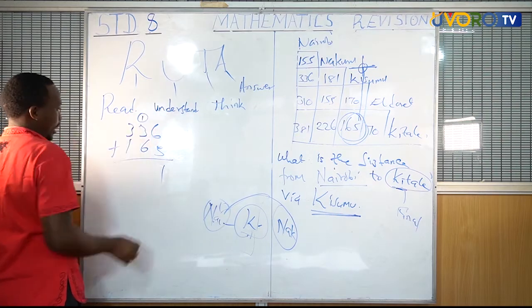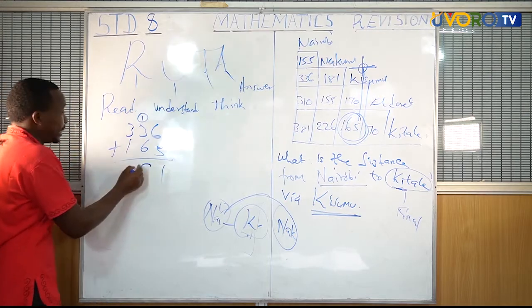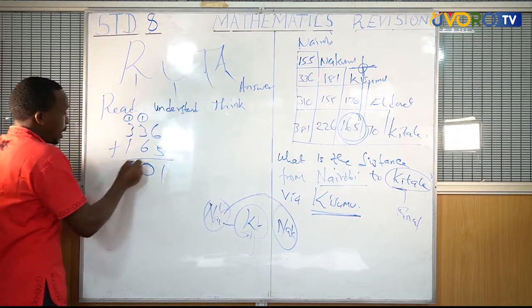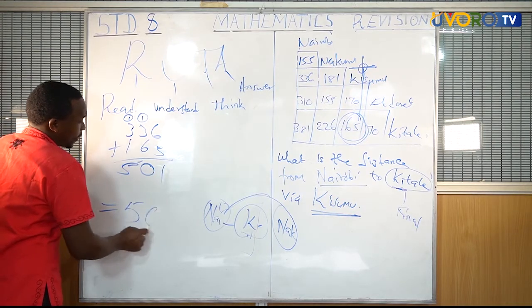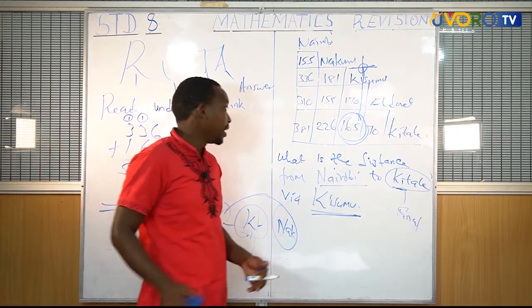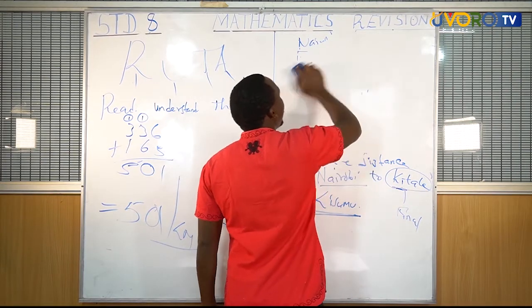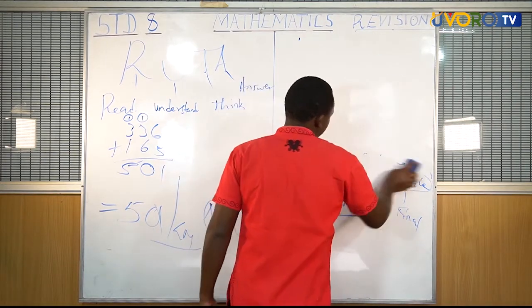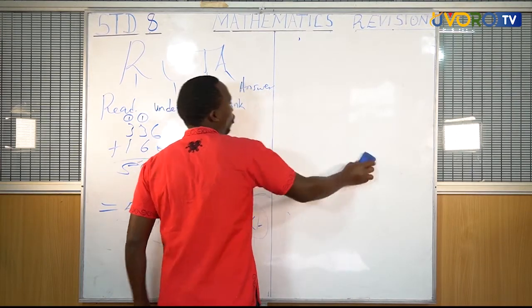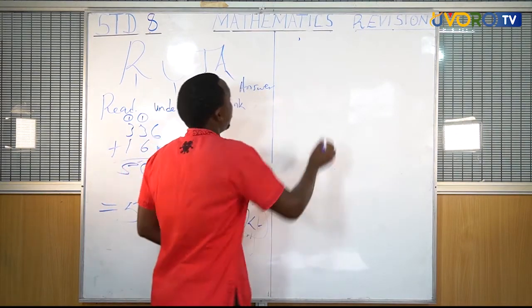So, now, you have recorded 6 plus 5, 11. Carry 1. 6 plus 3 is 9. Plus 1, 10. Carry 1. 3 plus 1 is what? 4. Plus 1, 5. You have covered 501 what? Kilometers. You have covered 501 kilometers. Saluting A for answering. 501 kilometers. We go to number 31.